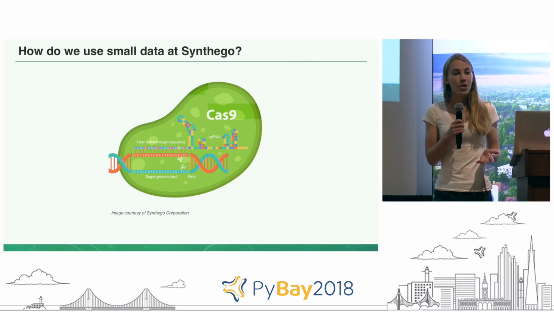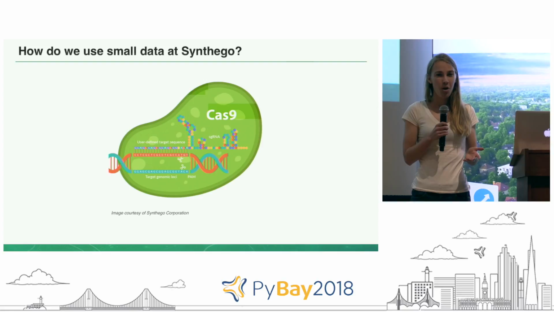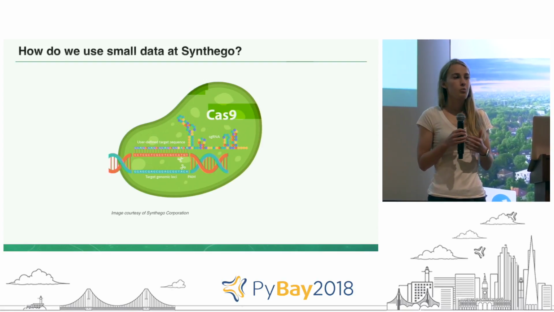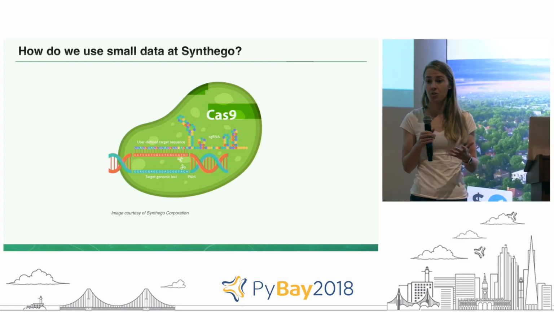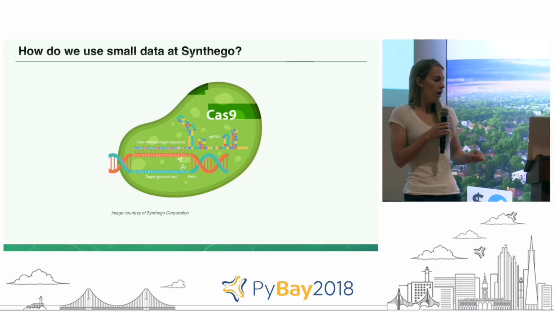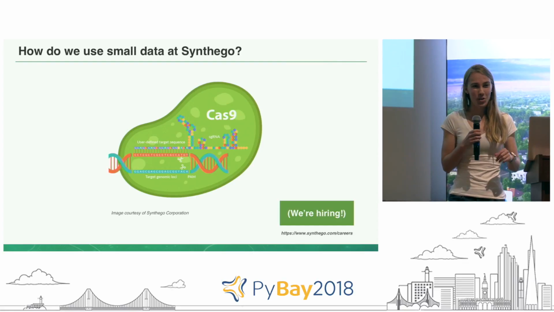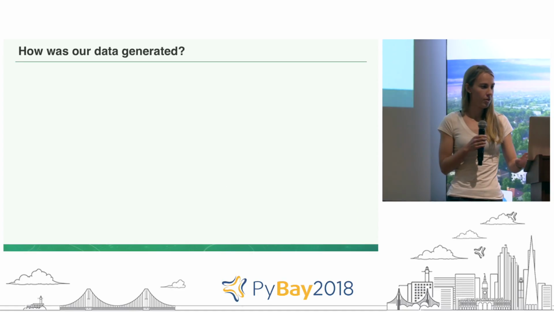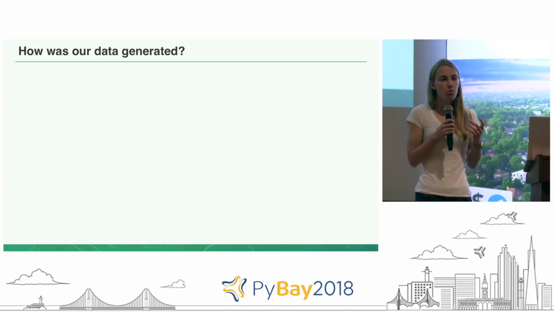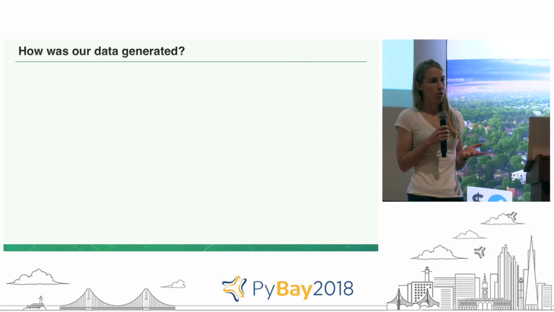My name is Olivia Warren, and I work as a data scientist at Synthigo. We're a biotech startup in the genome engineering space, and we generate small data all the time when we're running experiments to figure out how to best optimize our processes and our products. As a side note, we're also hiring, so if you like biology, automation, and coding in Python, drop us a line.